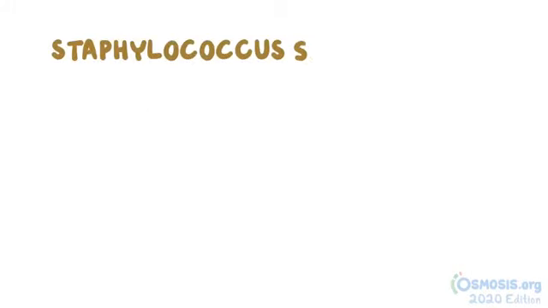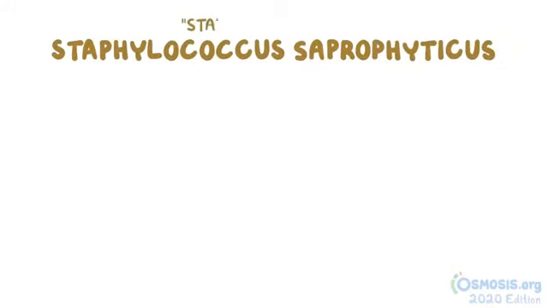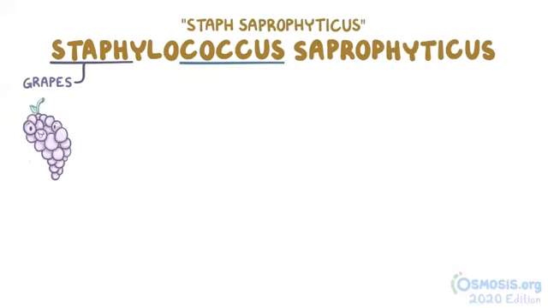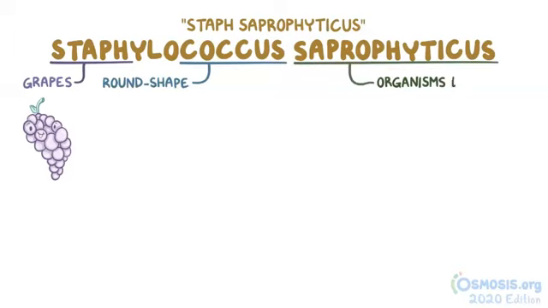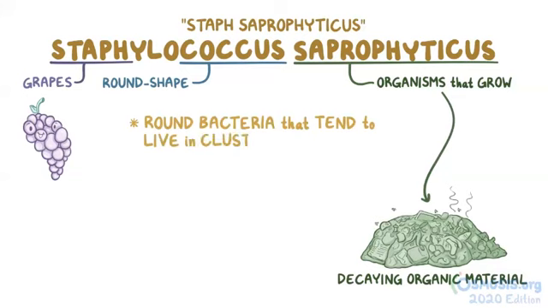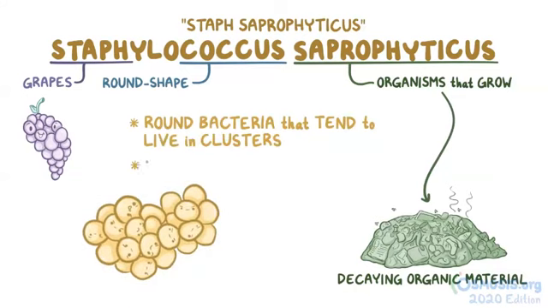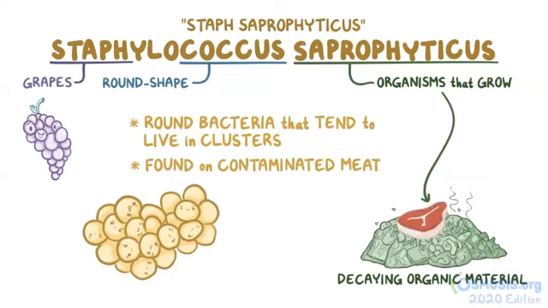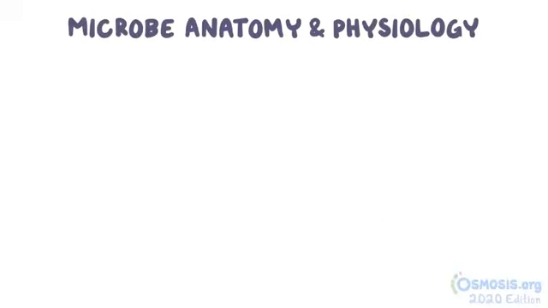With Staphylococcus saprophiticus, sometimes called Staph saprophiticus, staph means grapes, coccus means round shape, while saprophiticus refers to organisms that grow on decaying organic material. So Staphylococcus saprophiticus are round bacteria that tend to live in grape-like clusters and are commonly found on contaminated meat products. Now, a little bit of microbe anatomy and physiology.